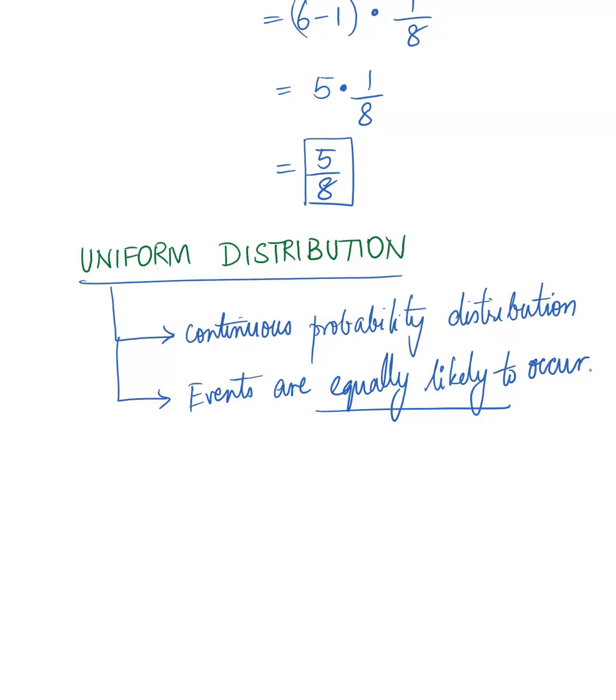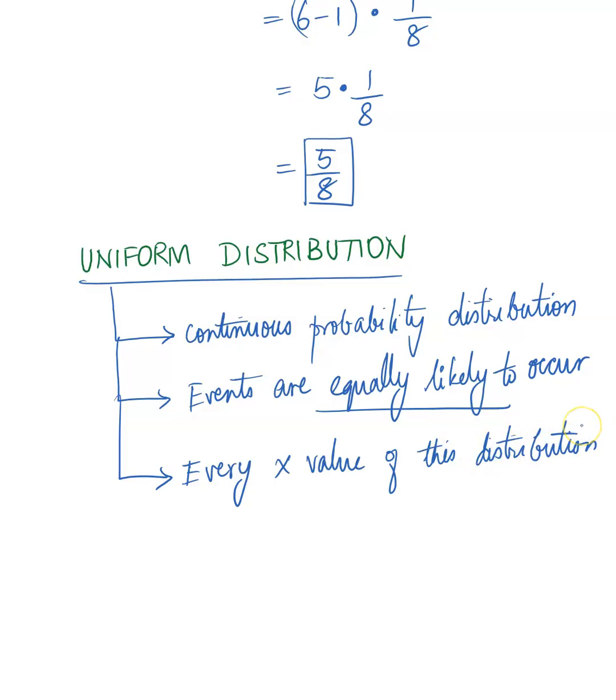So every value, meaning every x value of this distribution, has the same probability value, the same probability, P of X value.